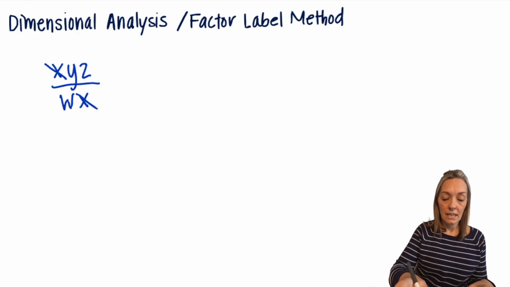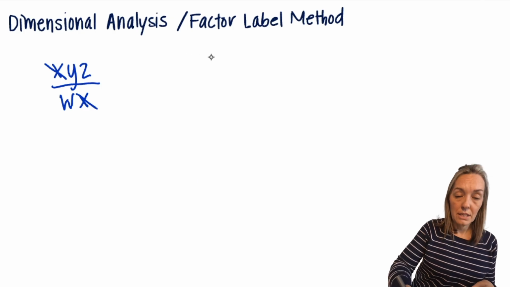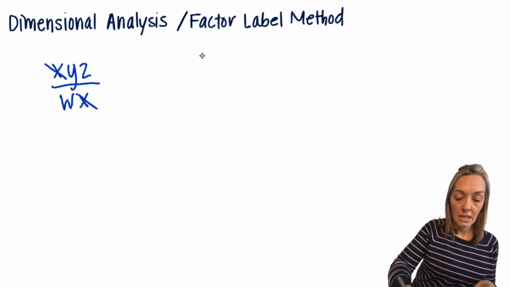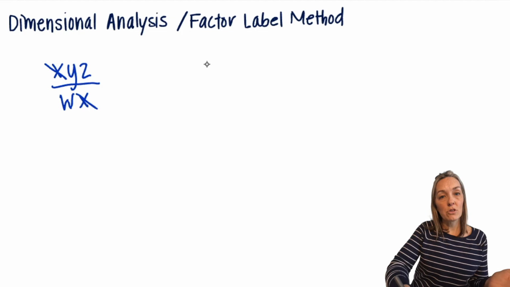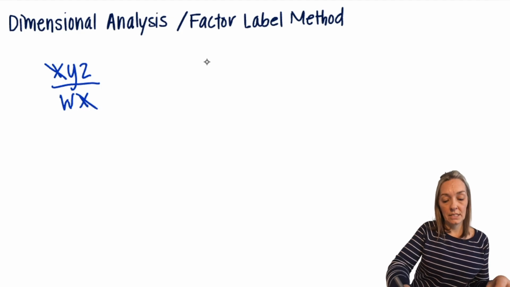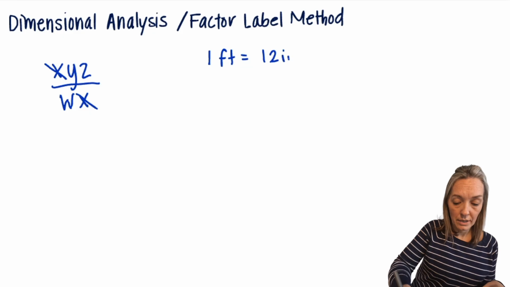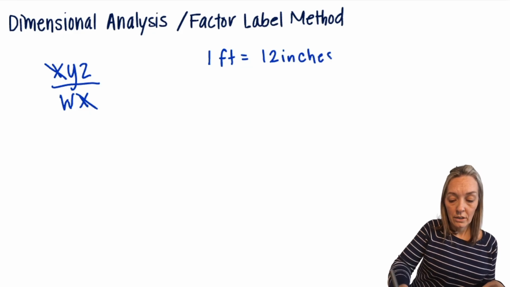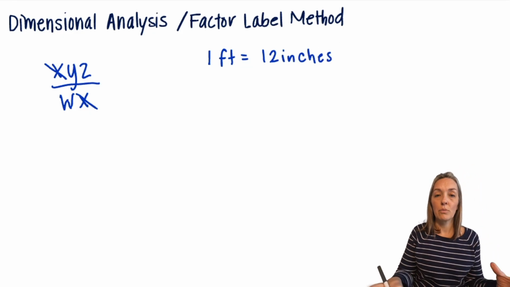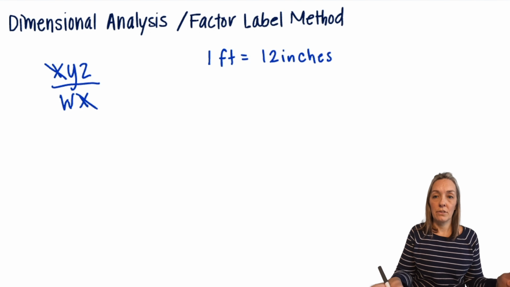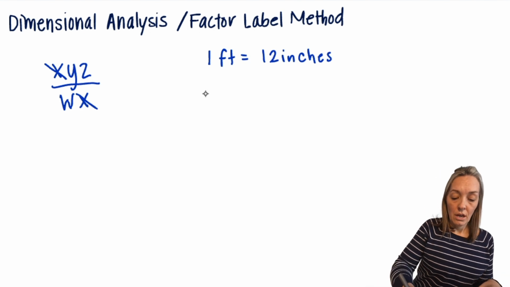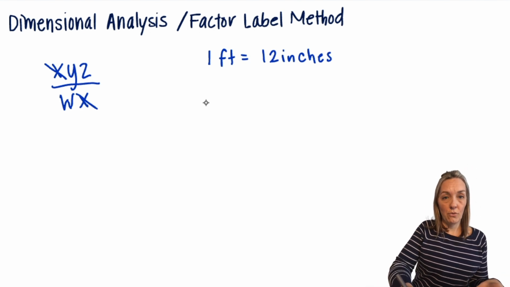The second key is that we are going to be using what we call equivalents. So for example, we know that 12 inches and 1 foot are equal amounts of distance. So 1 foot is equal to 12 inches. We are going to take those equivalents and we are going to write them as a factor conversion or as a unit conversion. When we do that, we are going to put it in fraction form.